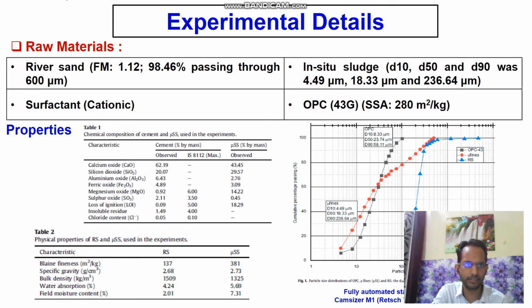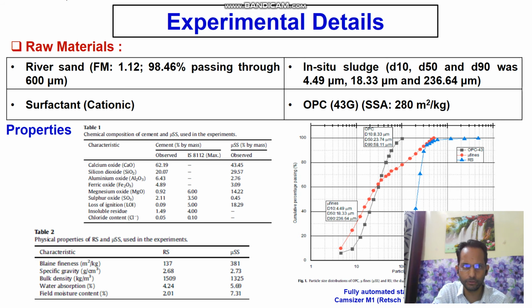So, as for the experimental details, we have used four kinds of materials. Firstly, river sand of fineness modulus 1.12, and 98.46% was passing through 600 micron. So the fineness modulus was less than 1.25, which was as per British standard to develop foamed concrete.